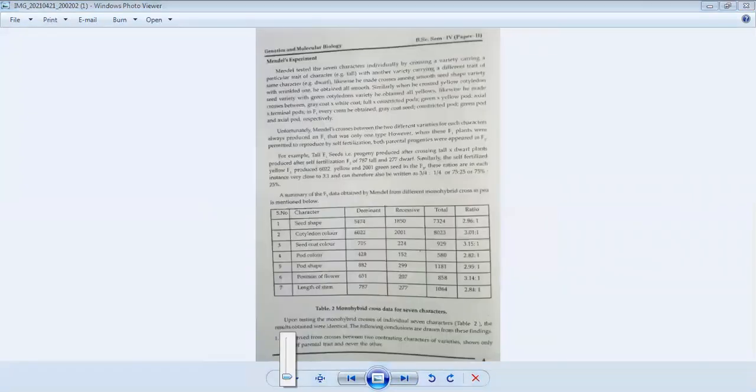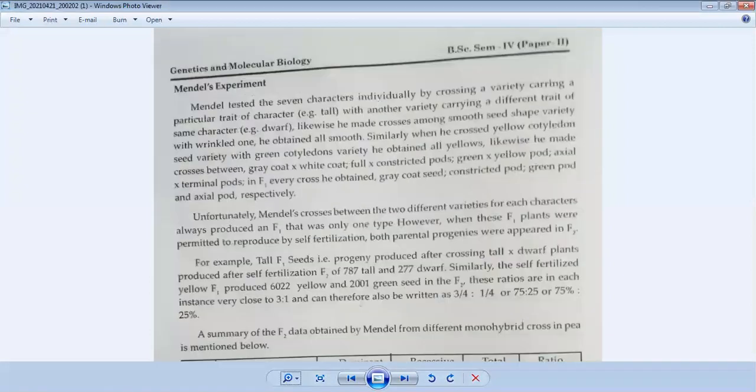Now let's just talk about Mendel's experiment. Mendel के experiment के बारे में हम लोग देखते हैं. Mendel tested the 7 characters individually by crossing the variety carrying a particular trait of a character, for example, tall, with another variety carrying a different trait of the same character, that is dwarf. Likewise, he made the cross between the smooth seed shape variety and the wrinkled one. He obtained all smooth. Similarly, when he crossed the yellow cotyledon seed variety with the green cotyledon variety, he obtained all yellows.